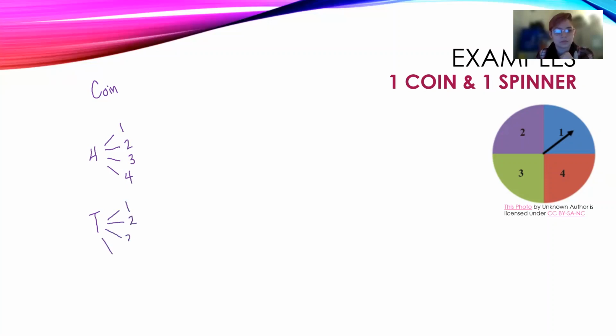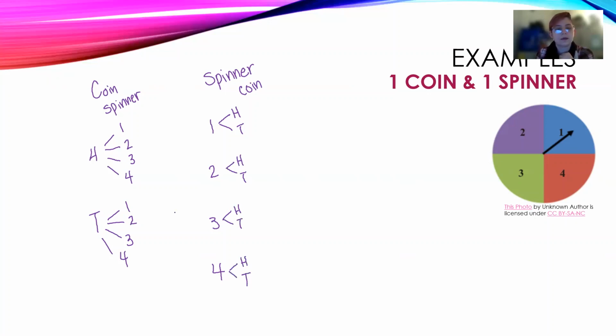Or I could reverse it. So I did my coin first and my spinner second. I could do my spinner first and list 1, 2, 3, and 4. And there's 2 possible outcomes for my coin, heads and tails. Okay, it's the same thing each way.